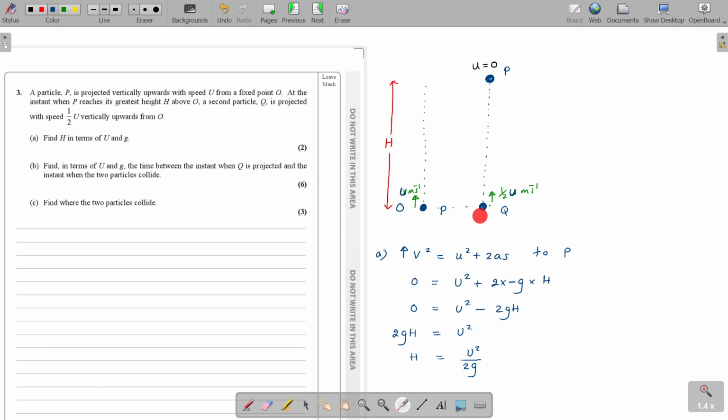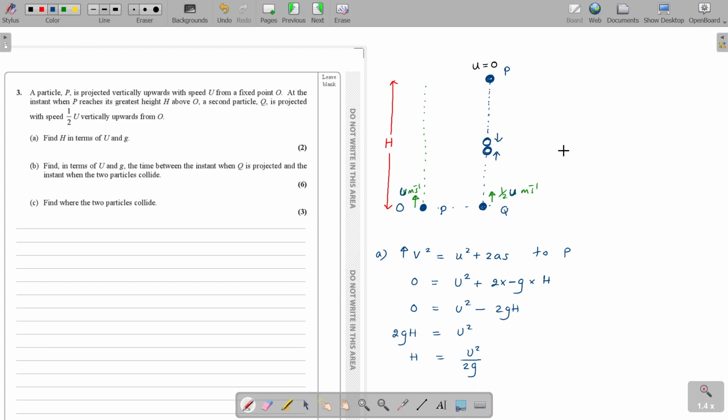That means when Q is projected means when P is at the top, right? So you have to find the time between the instant when Q is projected, or in other words when P is at the top, until the point where the two particles collide. Are you with me? So you have to find the time taken for these two particles to collide. Okay, so Q is traveling up, P is traveling down. You have to find the instance when they collide.